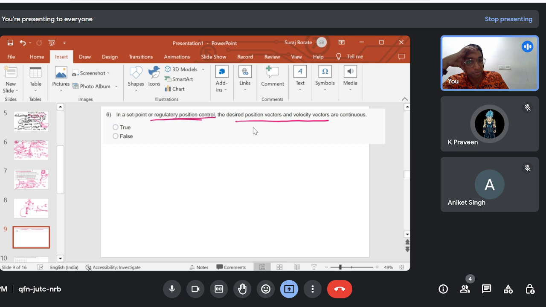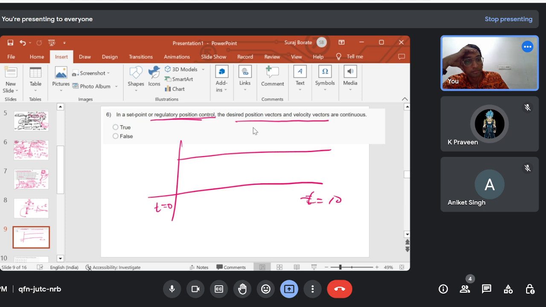So what do you mean by set point? Set point means that there is only one constant value you want. Let's say this is t equal to 0 and this is t equal to 10. This is what you want the position to be, and this is the desired position, x desired.